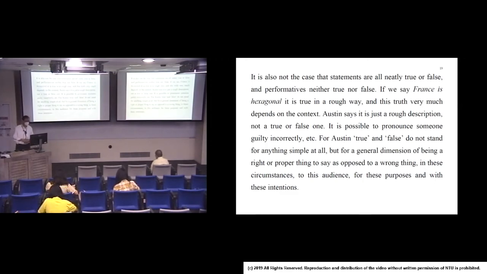It's possible to pronounce somebody guilty incorrectly. So it's the same kind of thing. For Austin, true and false do not stand for anything simple at all, but for a general dimension of being the right or proper thing to say, as opposed to the wrong thing, in the particular circumstances, to this particular audience, for these purposes, with these intentions. So look at all of these conditions on so-called truths. It's not really truth. What he's saying is it's appropriateness.